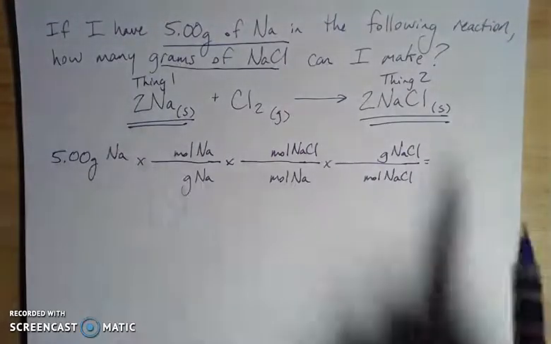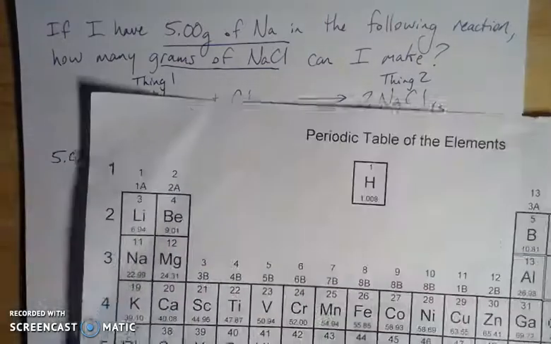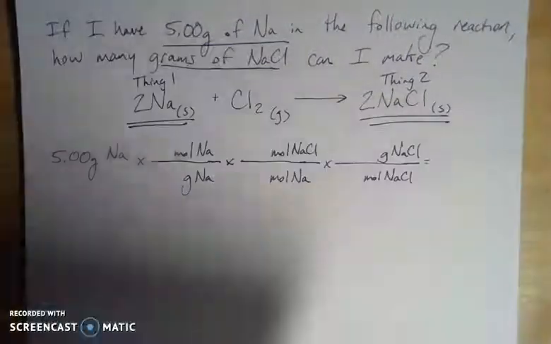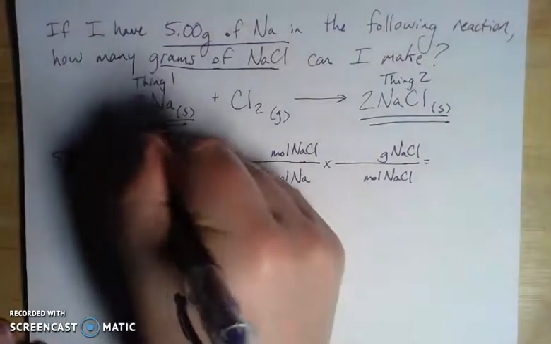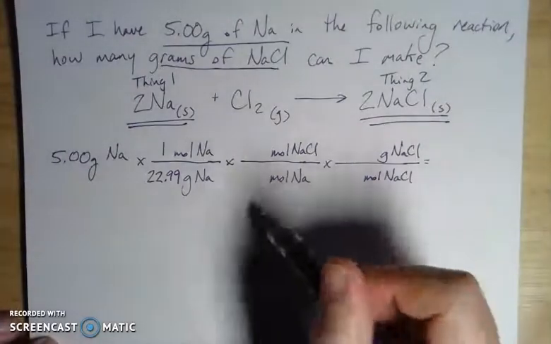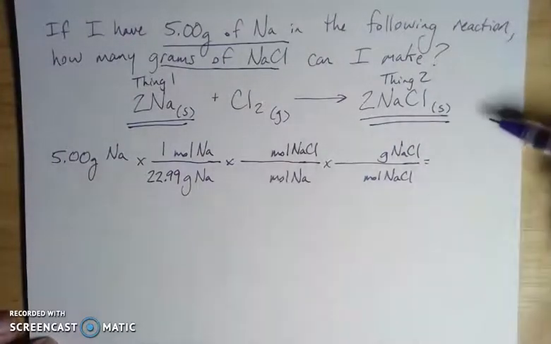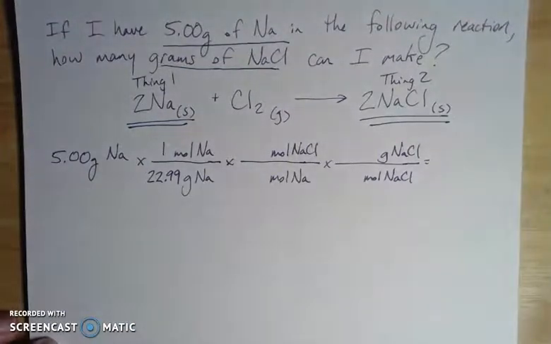All right, so we have the roadmap set up. Now we have to plug in the numbers. So I need to go to the periodic table, and I need to find my molar mass of my sodium. So for every 1 mole of sodium, there are 22.99 grams of sodium. Now I use this molar ratio that comes from my balanced chemical equation. So I'm going to use my coefficients in the front of my terms here. So for every 2 moles of sodium, I have 2 moles of sodium chloride.